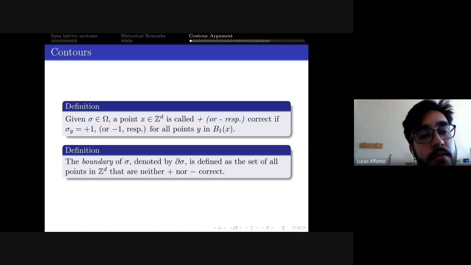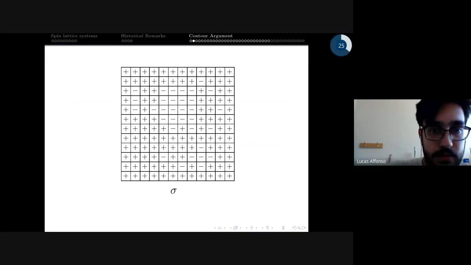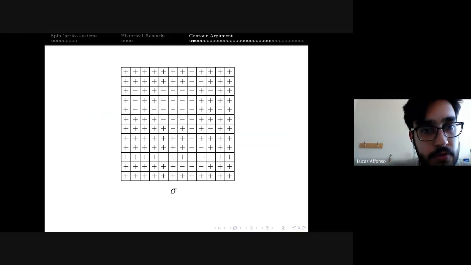And the boundary of the configuration will be the set that is neither plus nor minus correct. So we call them incorrect points. You can call them incorrect points also. I know that this is not a usual definition, but I have a drawing that you can look at to illustrate what I'm saying.